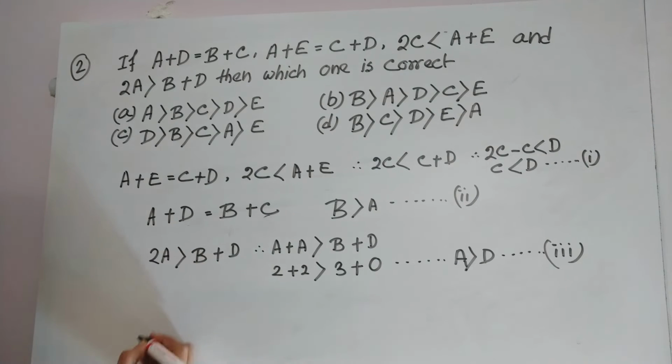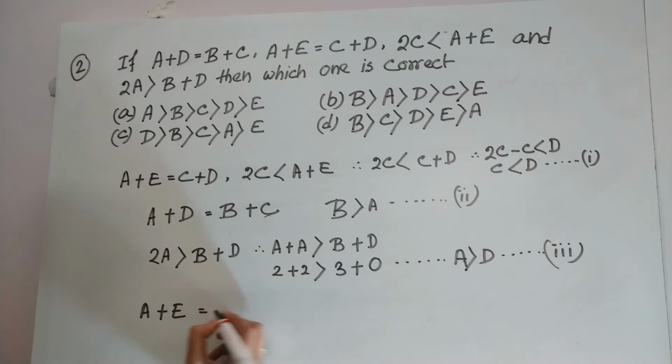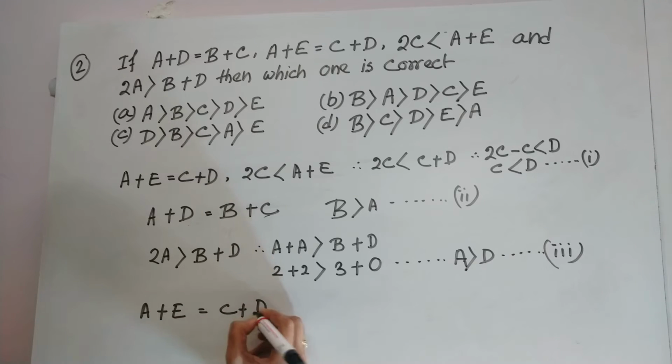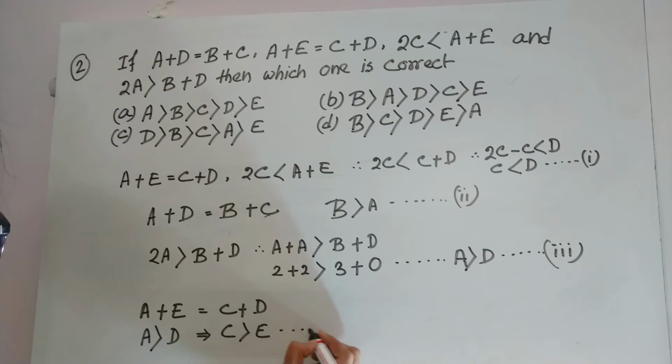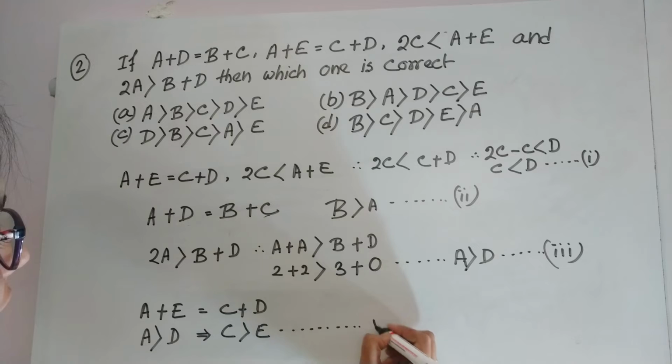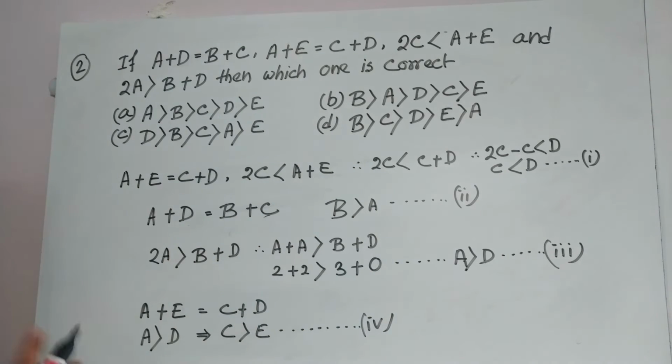Now, last one, a plus e is equal to c plus d. As a is greater than d, with the same logic, you can say c is greater than e. You can check it. And this is equation number 4. Here we have got all the 4 equations. Now we have to conclude.